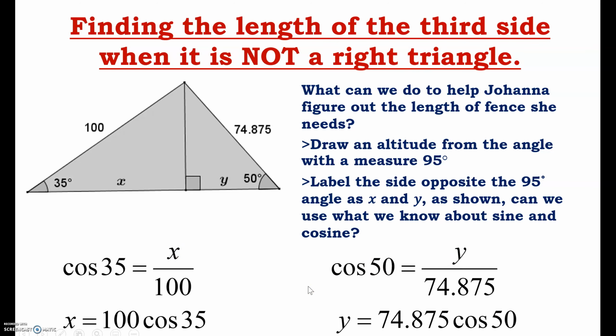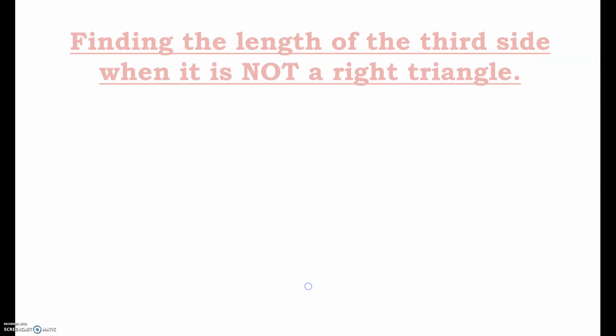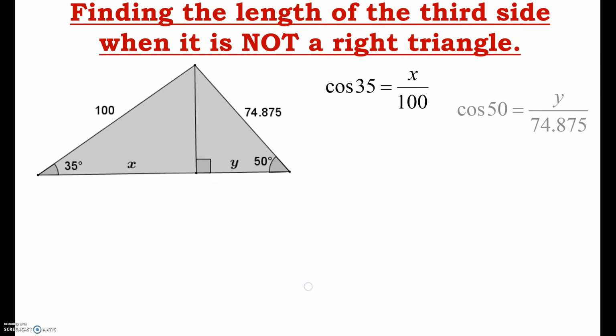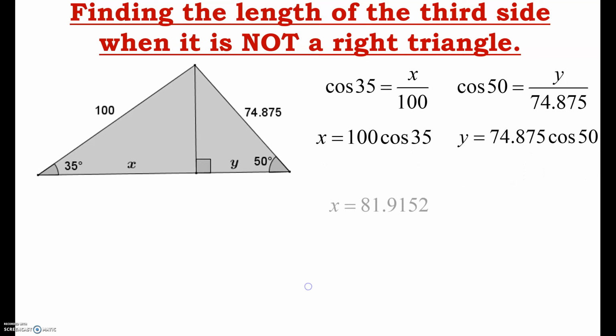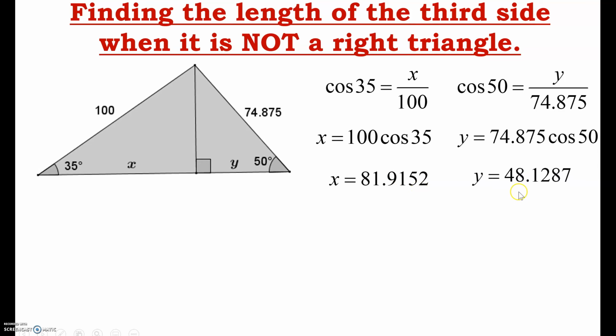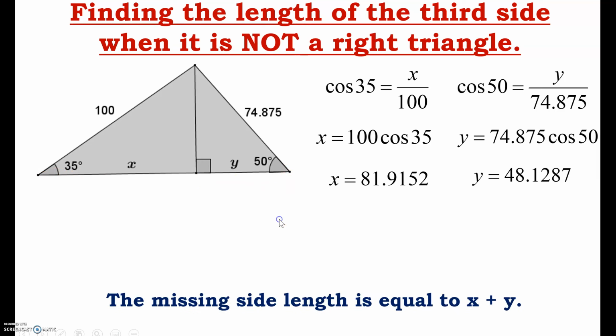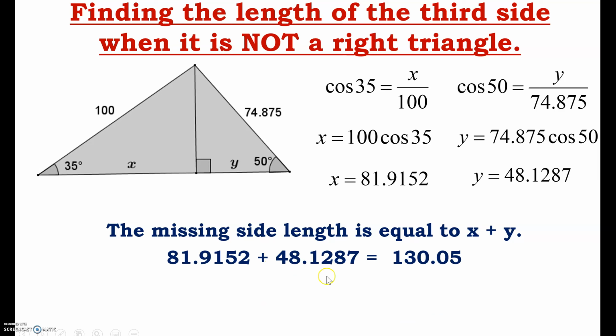So if we want to find the x and the y, take the cross product, and we're going to get that. Now, of course, if you put that in the calculator, it will give you the lengths. The x is going to give you about 81.9152. The y value gives us about 48. And of course, we want to figure out the length of the whole fence. So if we add those together, we're going to get approximately 130 units.